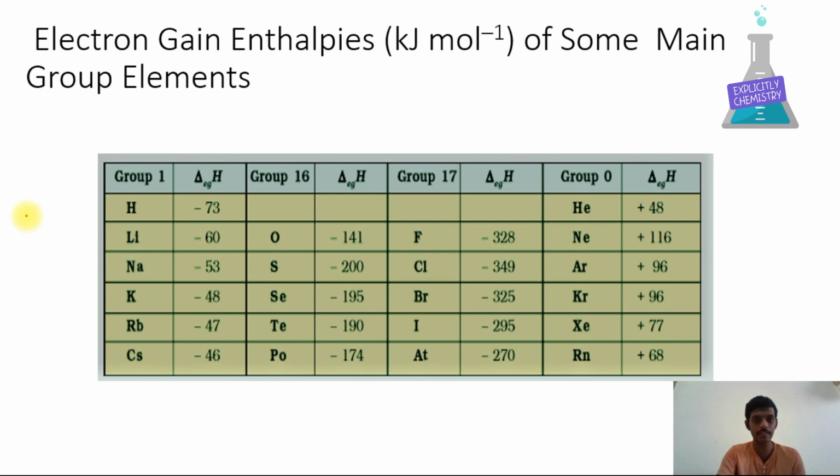This table represents the electron gain enthalpies or electron affinity of some main group elements. Here you see oxygen and sulfur, and fluorine and chlorine. Here it increases, and here it increases and then decreases.